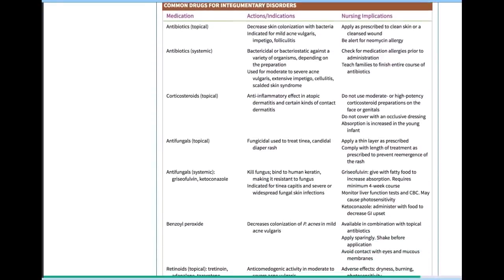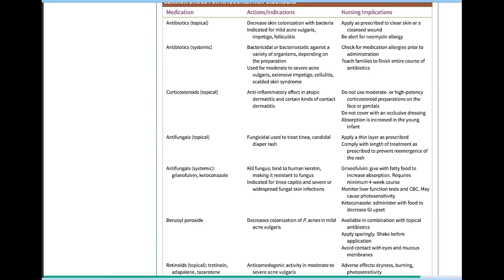All right, and here are the medications again. It talks about indications for each and nursing implications. A good chart to look over. Look down at antifungals, and it talks about griseofulvin. Griseofulvin is what they give for Tinea capitis, and it is an oral antifungal. It takes 4 weeks for complete treatment. You have to give it with the fattiest meal of the day, so the fat aids in the absorption of the medication. So fatty food, griseofulvin for 4 weeks for Tinea capitis.